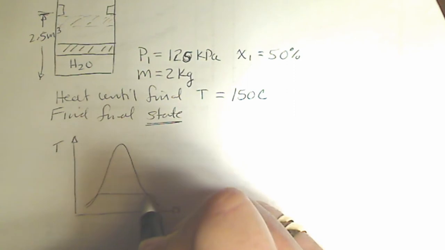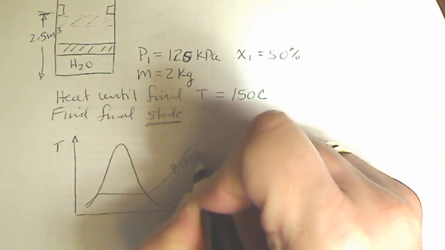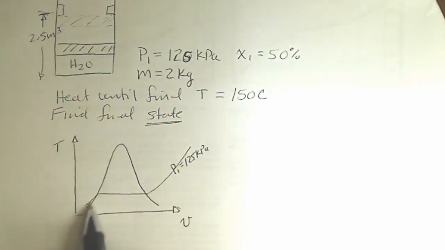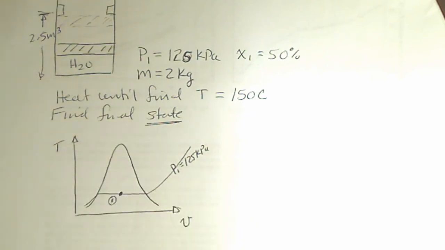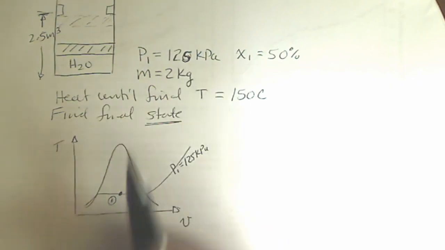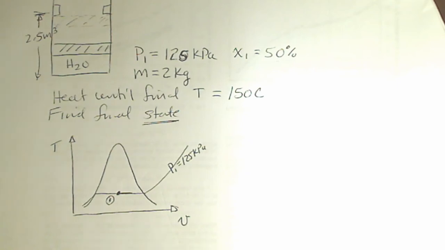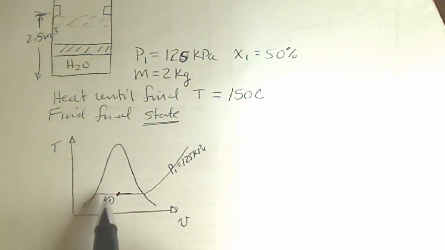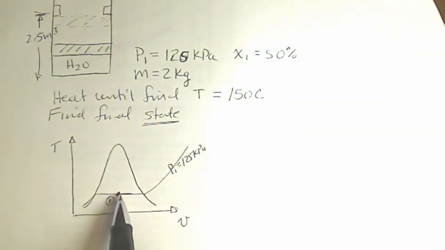If we think about a property diagram, where this is P1 equals 125 kPa along that line. We're starting out somewhere here in the middle. And we know that as we initially add heat to this, we are going to move at constant pressure at least some distance. In fact, we can find out how far it goes. So let's think this through a little bit in terms of the way the problem is described. If we know this initial state is 125 kPa, and we know that the quality is 50%, we know that it's a two-phase mixture.